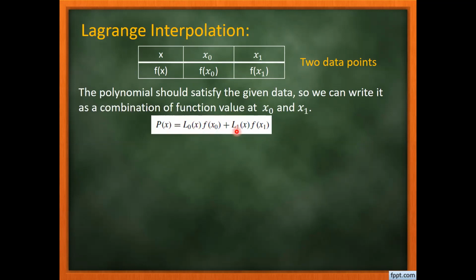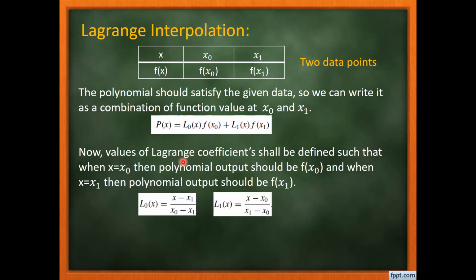L0 of x and L1 of x. Now I need to define L0 and L1 of x in such a way that when I substitute x equals x0, it should only give f of x0, and at x equals x1, it should give f of x1. This means that when x equals x0, L0 of x should be 1 and L1 should be 0. And at x equals x1, L0 should be 0 and L1 of x should be 1.